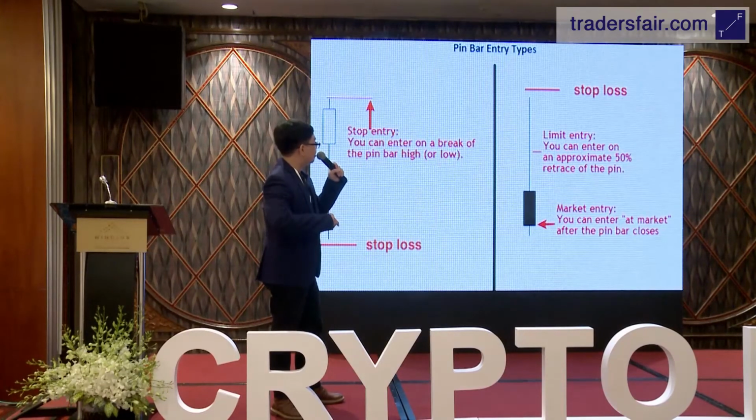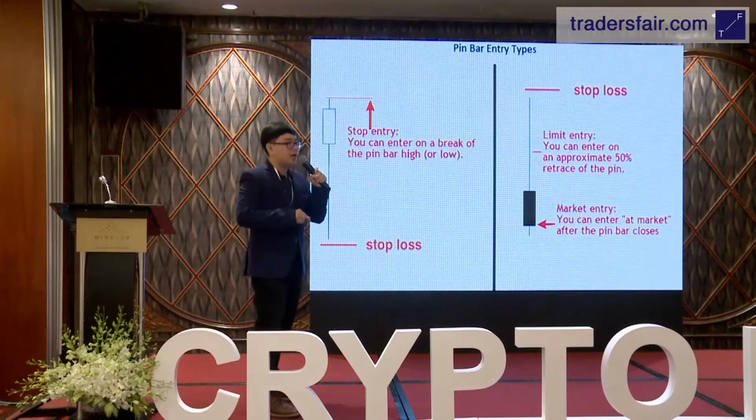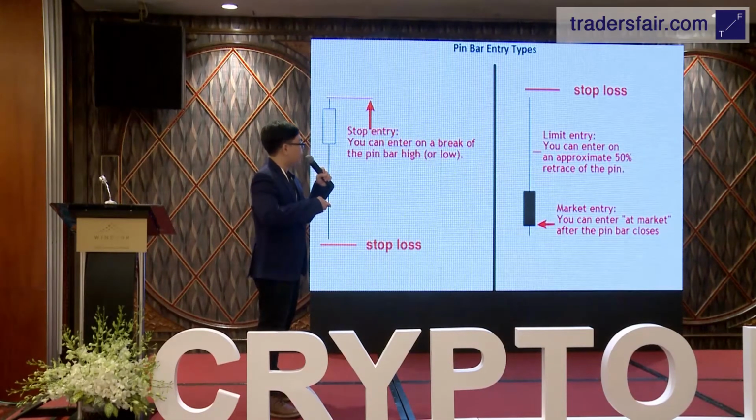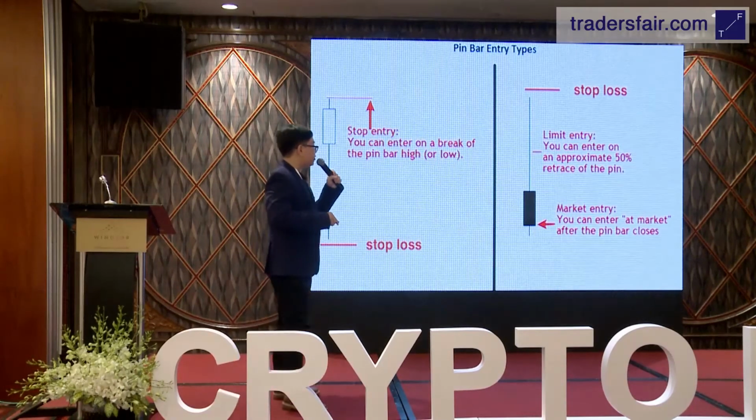The second way, we can enter with a limit order. This is the bearish pin bar, so we place a sell limit right here at 15% of the pin bar's length. This way, we have an advantage in the risk-reward ratio. But we stand a risk of not getting into the market if the market does not retrace to this point and then go downward.